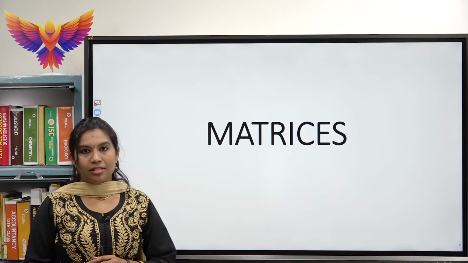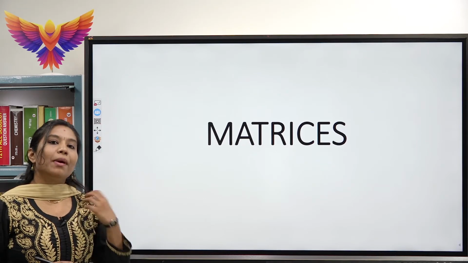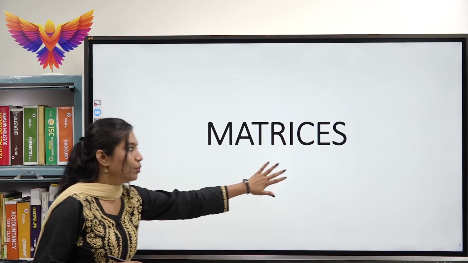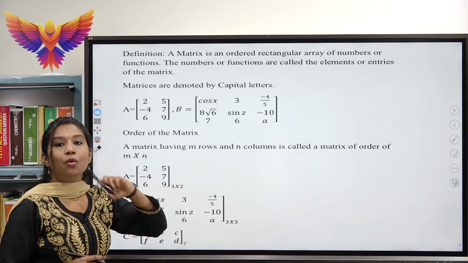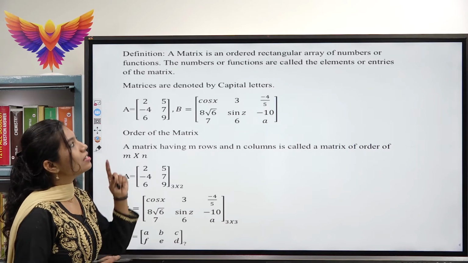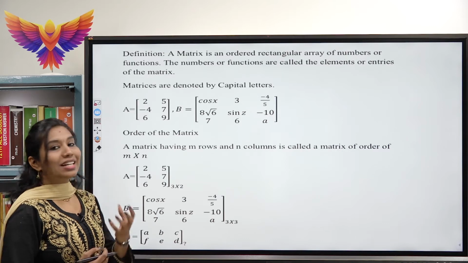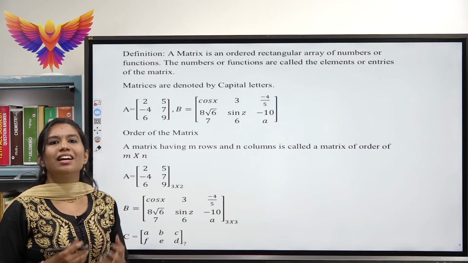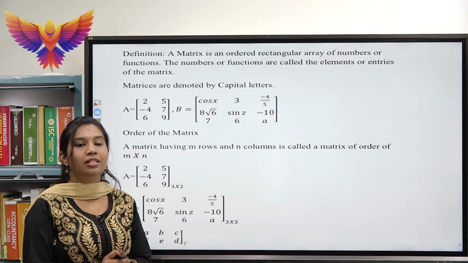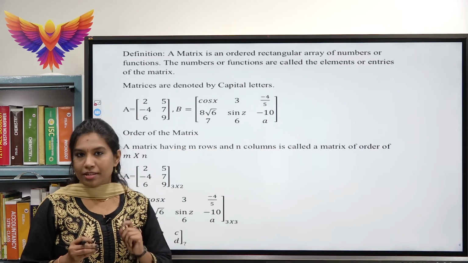To start with matrices, matrix is a word, and the plural of it is matrices. So as a definition, we'll see how matrices work. What exactly is the definition of a matrix? I would say that a matrix is an ordered rectangular array of numbers or functions. Here, an array is nothing but an arrangement, or in your normal way of speaking, an arrangement of numbers in rows and columns. That is said to be a matrix.